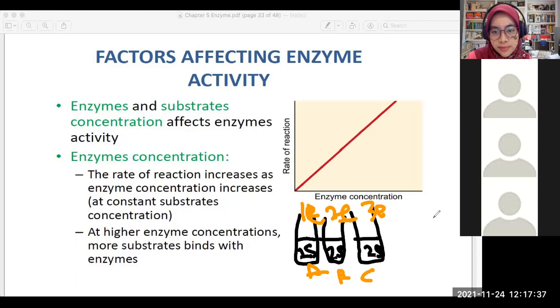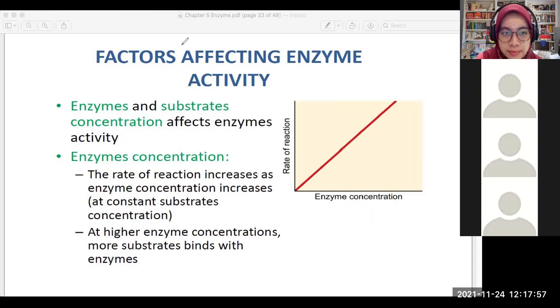Which one will have the highest rate of reaction? The third one. Third one, C, right? Because it has the highest amount of enzyme. The substrate is constant, so it has the highest amount of enzyme. So the job can be done faster, basically, because the enzyme concentration is high.